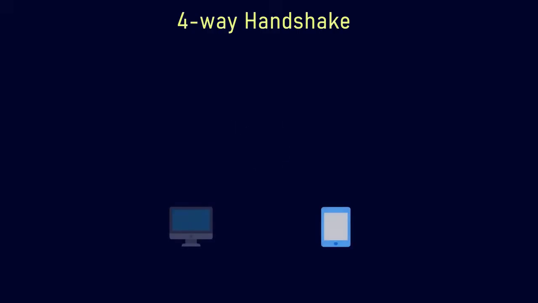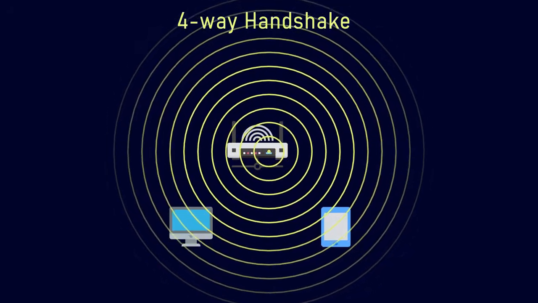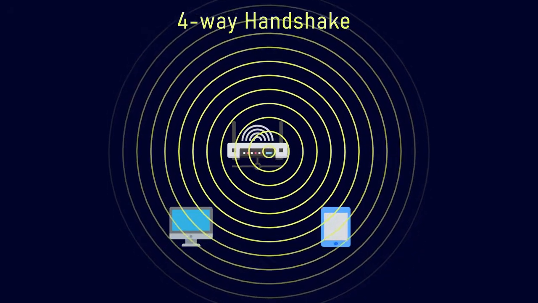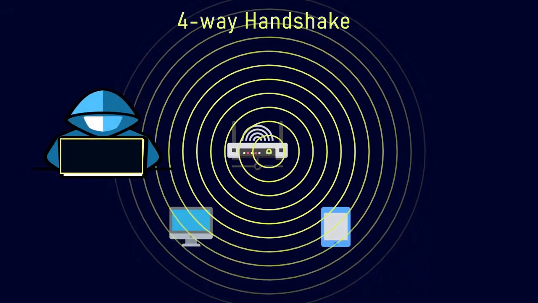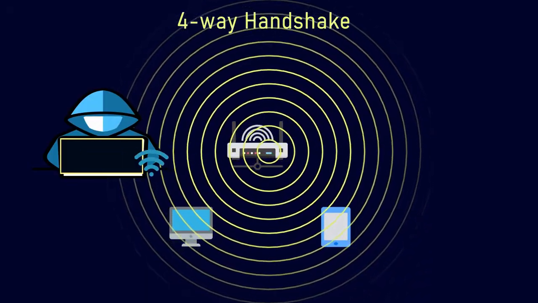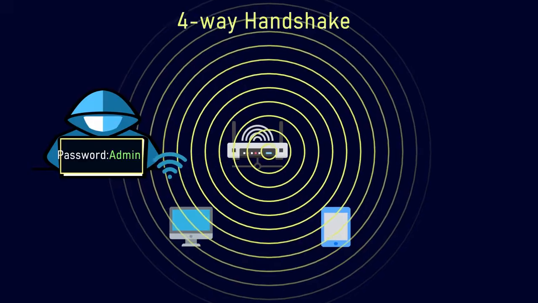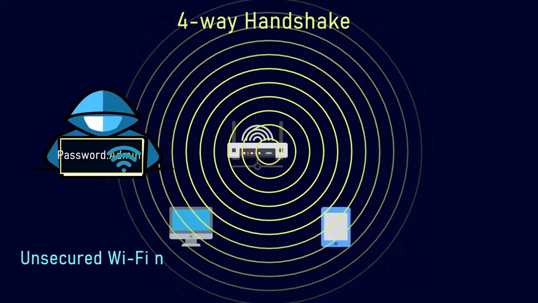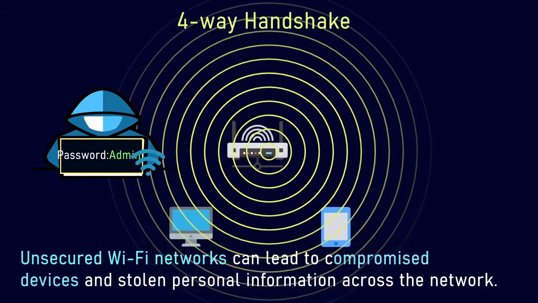In this video, we are going to discuss the four-way handshake. In a wireless network, data is transmitted through the air using radio waves, right? Since the data travels through the air, it is always vulnerable to interception. If the network is not properly protected, hackers can easily intercept and steal your information by capturing the unencrypted or unprotected data. This can lead to compromised devices and stolen personal information across the network.